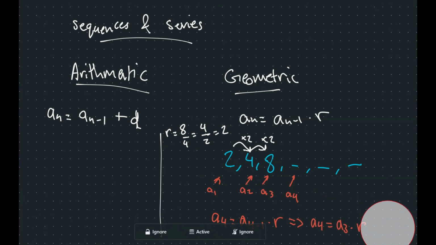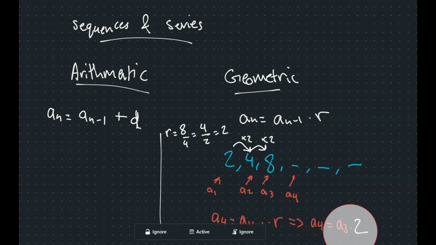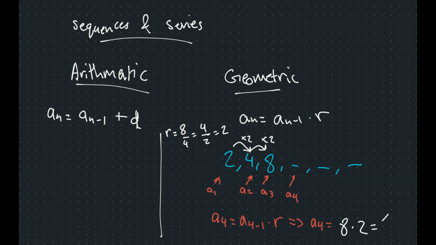So in place of this R, we will put 2. So let's erase it and put 2. And in place of A3, I will put this term here. This is A3. So let's do it. I will erase the whole thing and I will put 8 times 2 and it's equal to 16. So this is the term here. And then let's continue. We will get 32 and then 64.